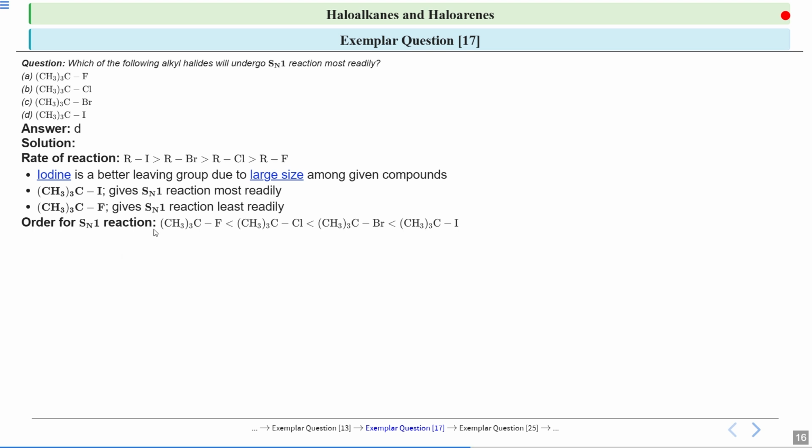So your order of SN1 reaction, finally, you can write as highest for this CH3 thrice C I, then for CH3 thrice C Br, then for chloroalkyl, and then least is for fluoroalkyl. Okay, so which of the alkyl halides will undergo SN1 reaction most readily? Your correct option is D, that is iodoalkyl molecule.